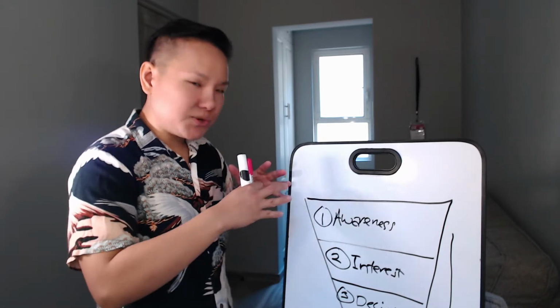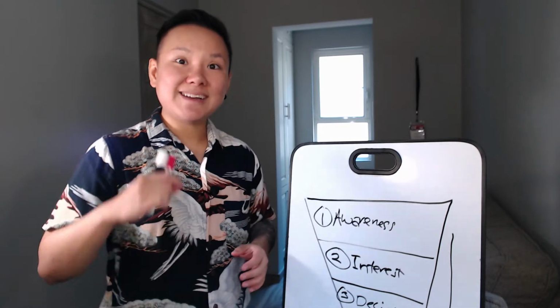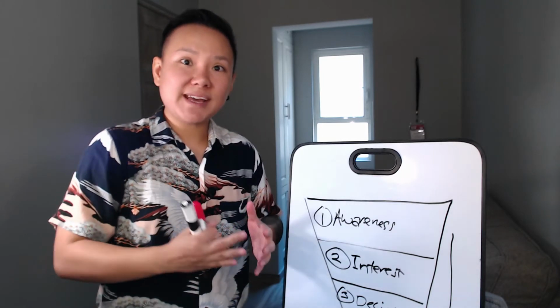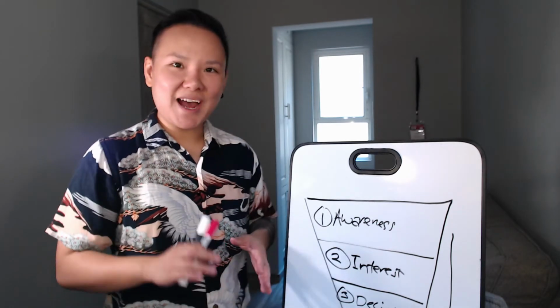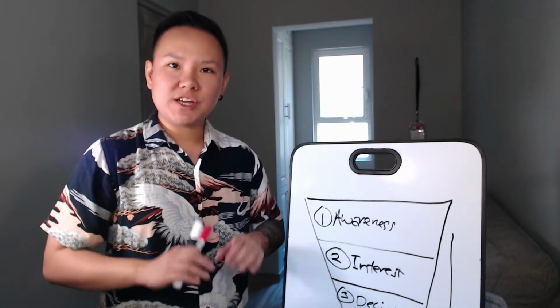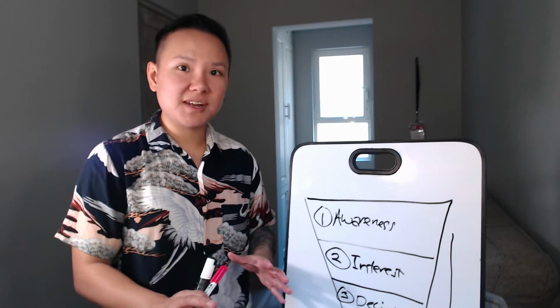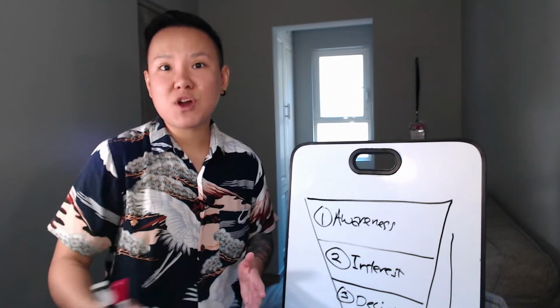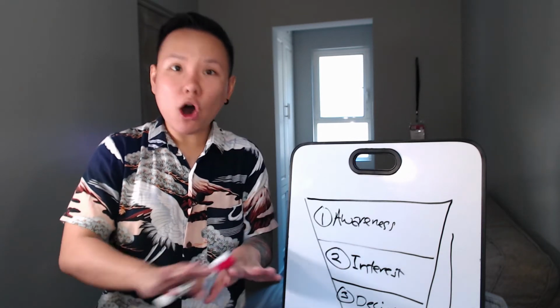And then we move on to stage number 2, which is the interest stage. This is the stage where they're now aware of the problems that they have, or they're now aware of who you are. And now in this stage, the ideal paying customer is interested. They are aware of the problems and the solution, and they're doing their research across the different brands and the different solutions. They are doing comparison shopping, considering all of their options.